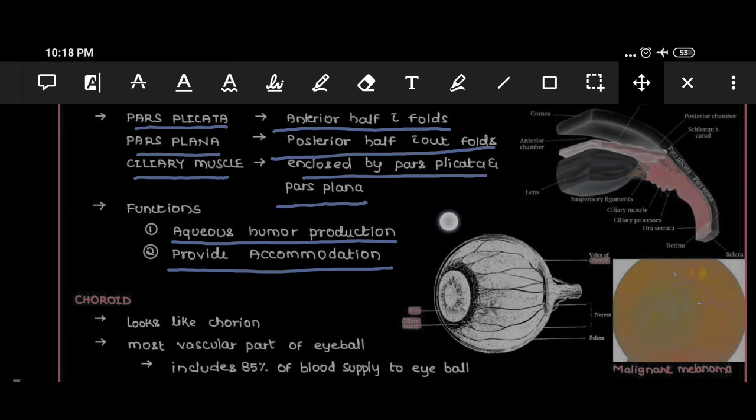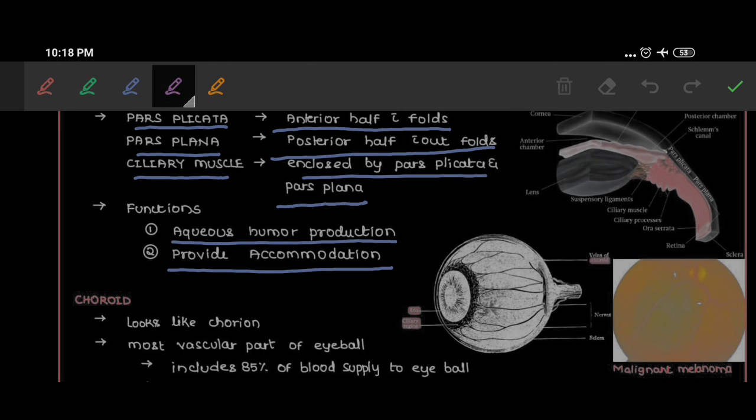Okay guys, now we come to the choroid. As I have told you earlier, the choroid is the most vascular part of the eye, and it consists of 85% of the blood supply of the eyeball.